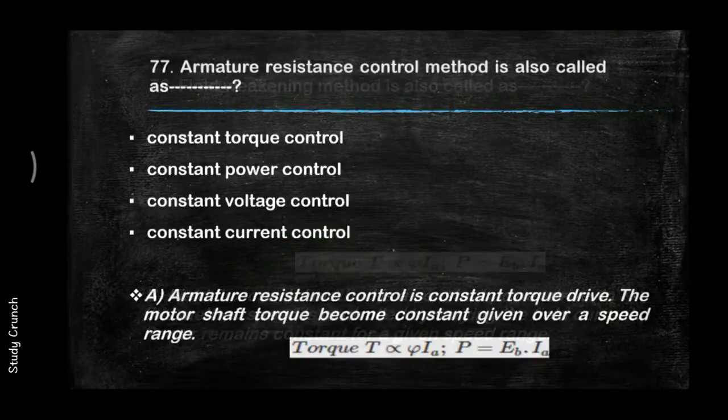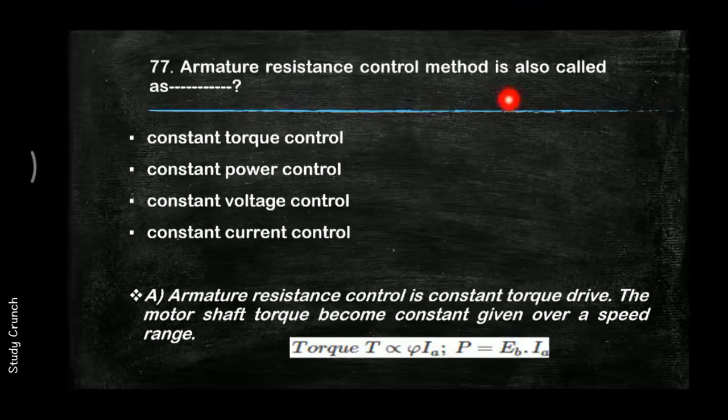Next, armature resistance control method is also called as. So the answer is it is known as constant torque control. In armature resistance control method, the motor shaft torque becomes constant over a speed range.